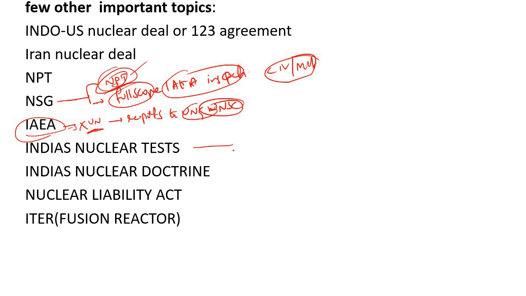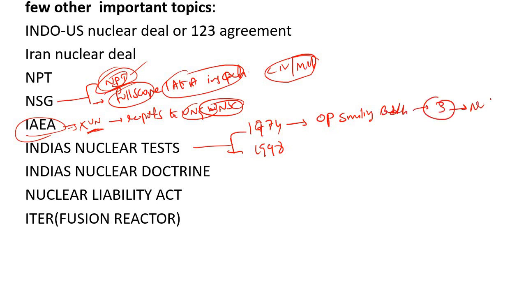Okay, nuclear tests. We conducted 2 nuclear tests as I discussed, one in 1974 and one in 1998. The 1974 test was under the name of Operation Smiling Buddha. In this one they conducted a test based on nuclear fission using plutonium fuel. Okay, nuclear fission means this is an atomic bomb.